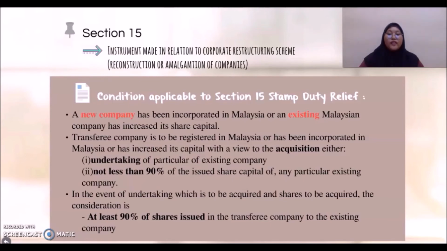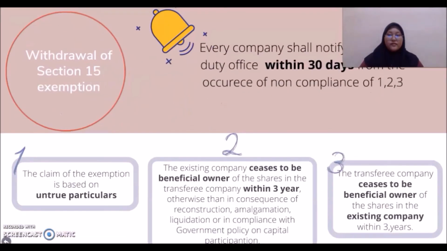In the event of an undertaking to be acquired and shares to be acquired, the consideration is at least 90% of the shares issued in the transferee company to the existing company. Relief under section 15 can be withdrawn if the claim of the exemption is based on untrue particulars, or if the existing company ceases to be the beneficial owner of the shares in the transferee company within 3 years, otherwise than in consequence of reconstruction, amalgamation, liquidation, or in compliance with government policy on capital participation.